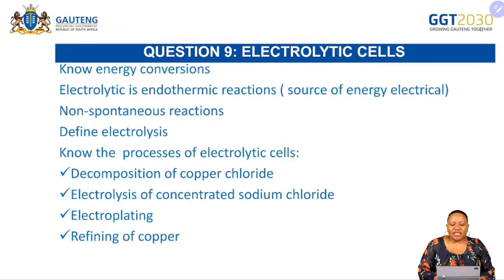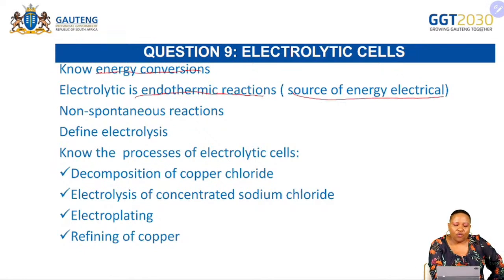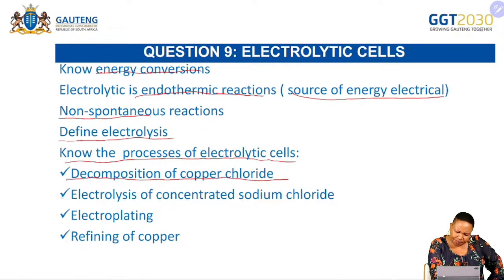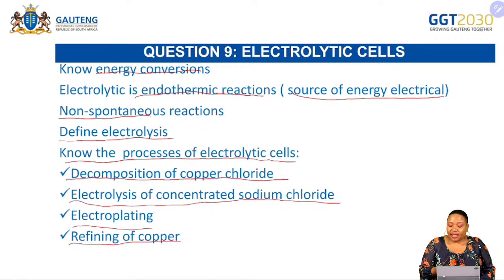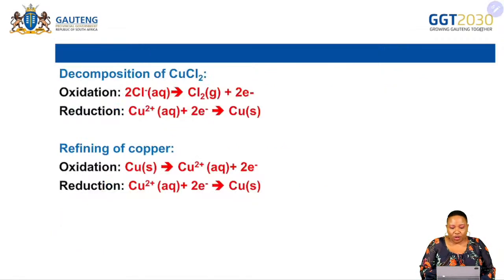Then under electrolytic cell, we will also need to know the energy conversion. We'll also need to know that these are endothermic reactions, and we use energy as the electrical source of the cell. They are non-spontaneous. We also need to define terms like electrolysis and know the processes that occur in an electrolytic cell. So we are going to look at the decomposition of copper chloride, electrolysis of sodium chloride, electroplating, and refining of copper. So there are only 4 processes that we are going to look at under electrolytic cell.